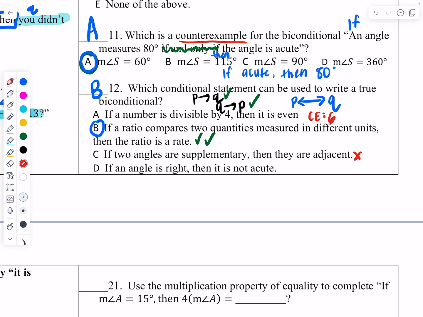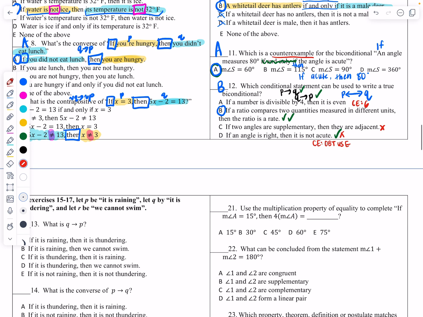And so if an angle is right, then it's not acute. That is true. But if it's not acute, then the angle is right. That is going to be false. So what would be a good counterexample for that? An obtuse angle. Any obtuse angle. It's not acute, but it doesn't necessarily make it a right angle. Okay? All right, let's go to number 13.